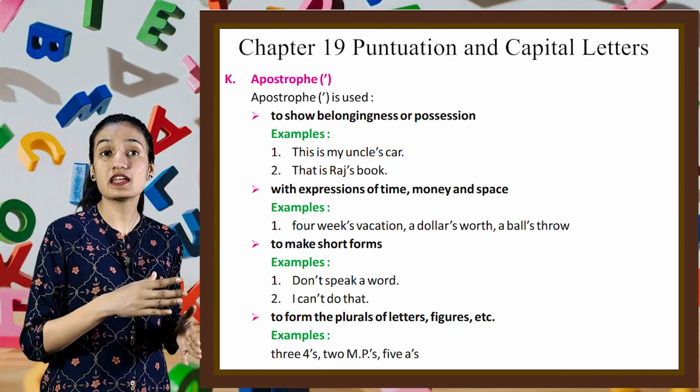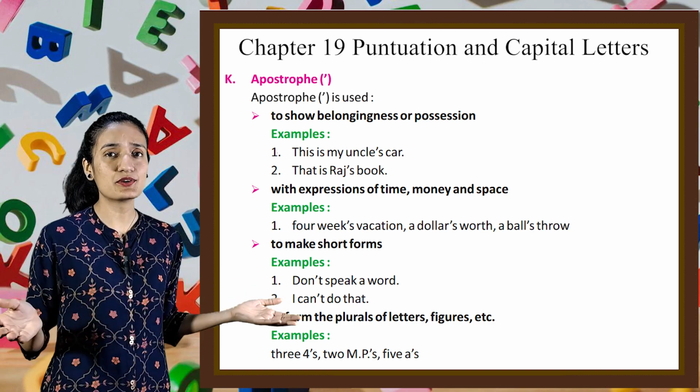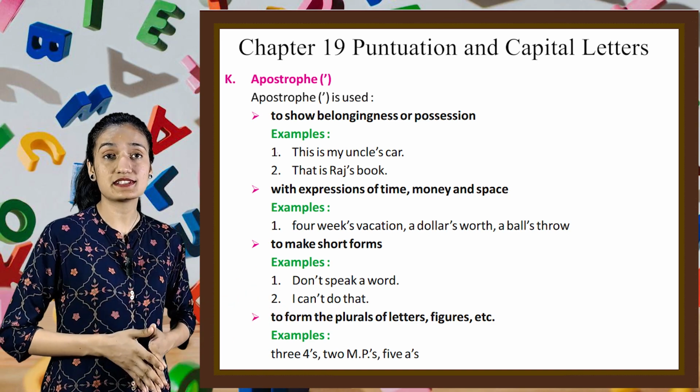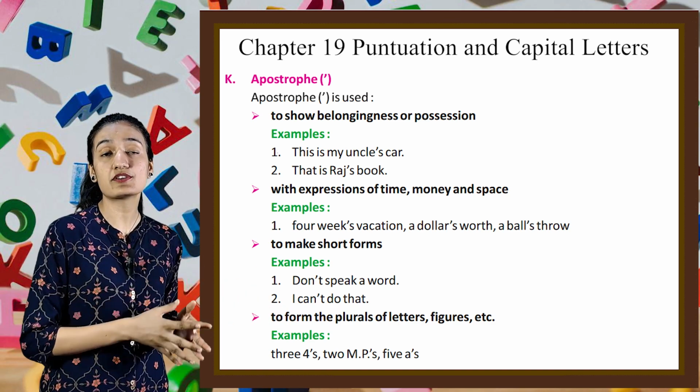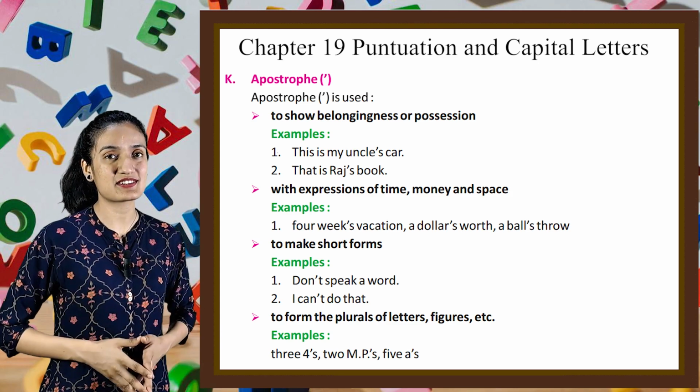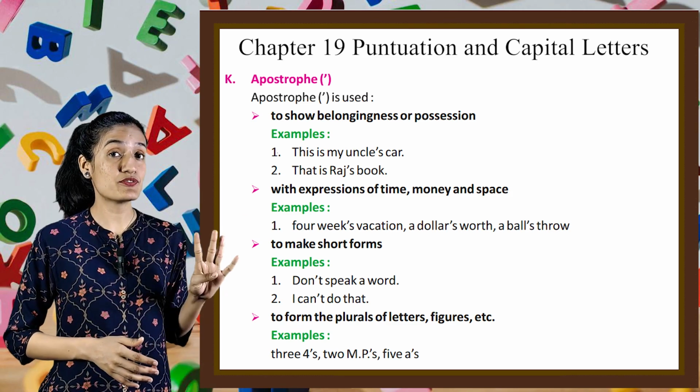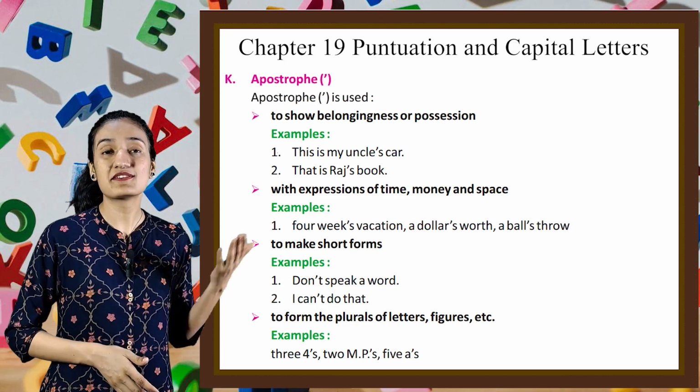Next is to make short forms. Example: don't speak a word, I can't do that. Next is to form the plurals of letters, figures, etc. Examples are 3 4s, 2 MPs, 5 A's.